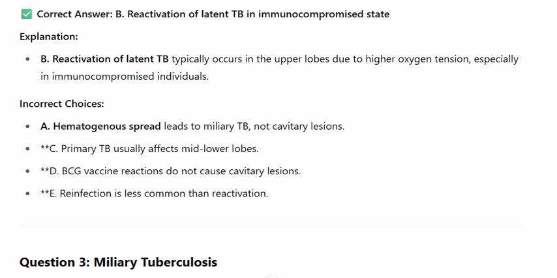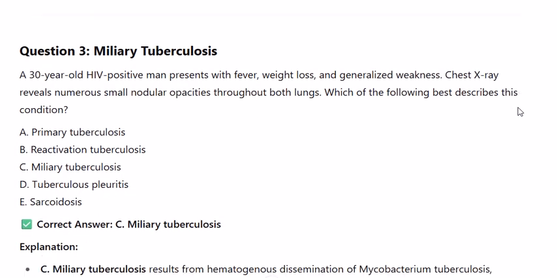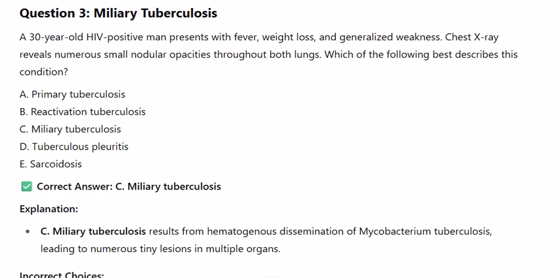Question 3. Miliary tuberculosis. A 30-year-old HIV-positive man presents with fever, weight loss, and generalized weakness. Chest X-ray reveals numerous small nodular opacities throughout both lungs. Which of the following best describes this condition? A. Primary tuberculosis. B. Reactivation tuberculosis. C. Miliary tuberculosis. D. Tuberculous pleuritis. E. Sarcoidosis. Correct answer: C.